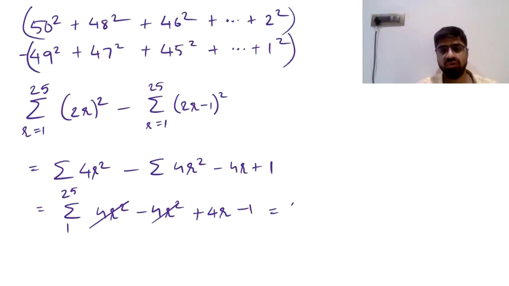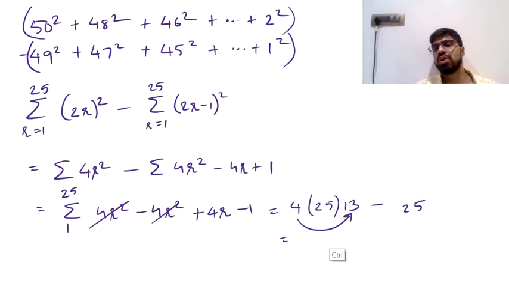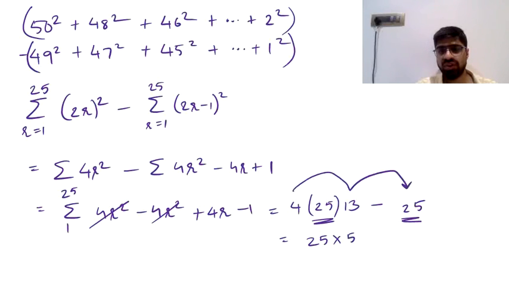Summation of 4r will be 4 into (n plus 1) divided by 2, but n is 25. So 25 into 26 divided by 2, and minus 1. So summation 1 will be equal to n, and n is 25. So you can cancel off 2 and 26 here, that gives you 13. So it's 4 into 13, which is going to be 52, and you can pull out a 25 common. So you have 25 into (52 minus 1), which is equal to 51, and 25 into 51, that's going to be 1275. Yeah, so that's how you can find the answer by the second method.